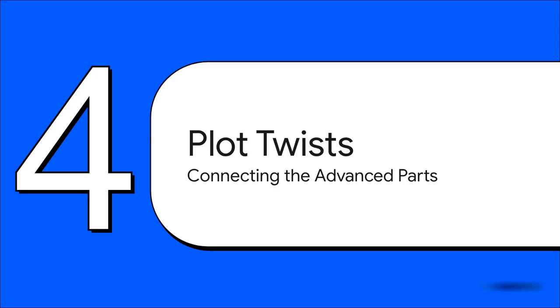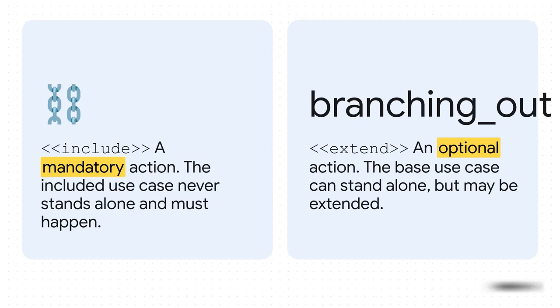Now, every good movie needs a few plot twists, right? Some interesting connections that add a little depth. Well, in use case diagrams, we have some special relationships that do exactly the same thing. They help us tell a smarter, cleaner story. Let's break down the 2 big ones, include and extend. Getting these right is a total game changer.